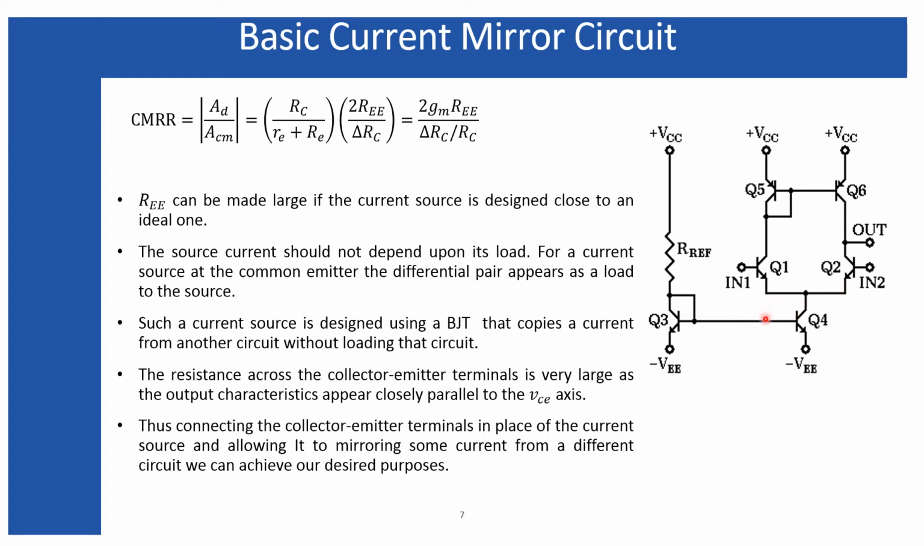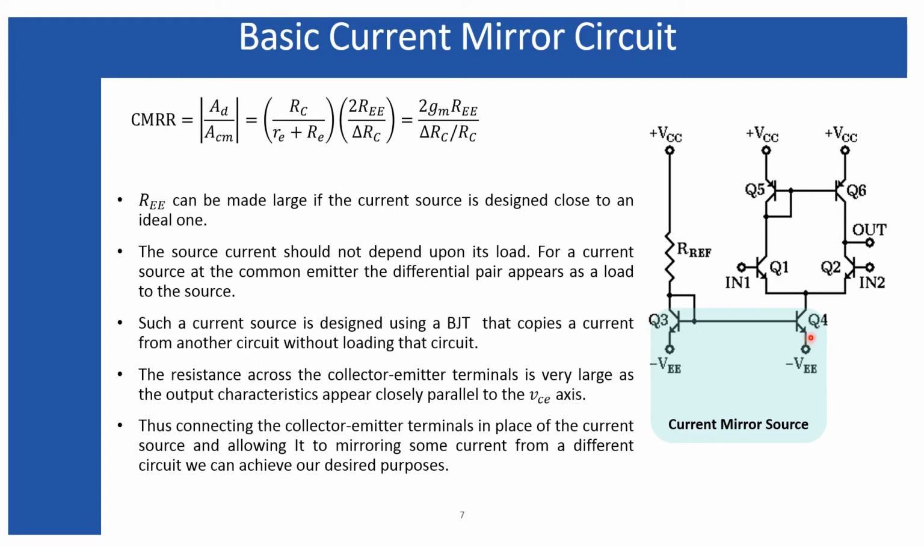Therefore, we can design a current source using a bipolar junction transistor, and by connecting the emitter and collector terminals across the current source, we may design a good current source which can draw a significant amount of current, as well as offer a high resistance in order to increase the CMRR.